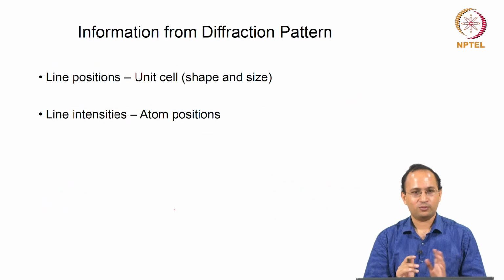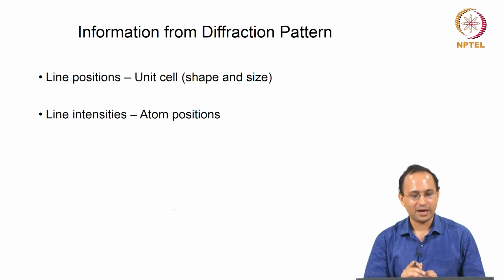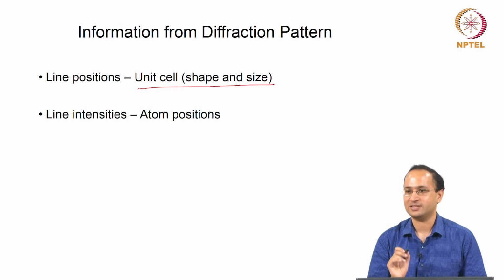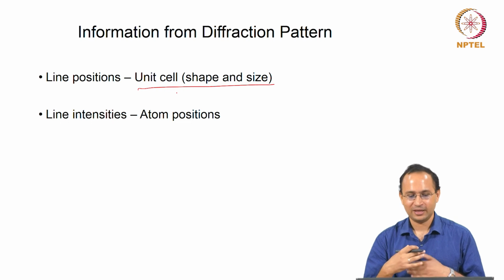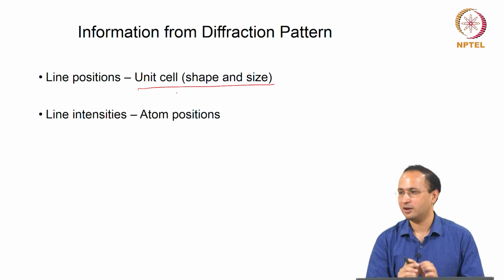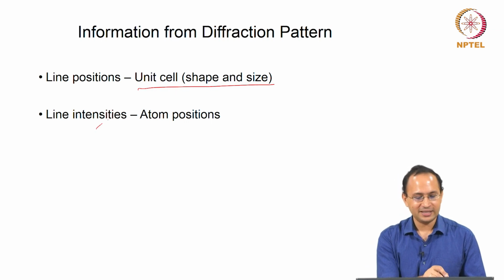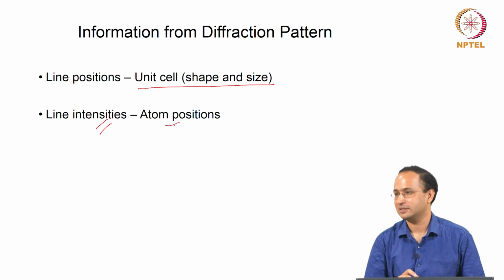Okay. So, let me summarize what we have learned so far. The line positions, or what we mean by peak positions, in XRD will give you information about the unit cell, shape and size. Or you can say that the shape and size of the unit cell will dictate where you will see the diffraction, and the intensities will depend on the atom positions.